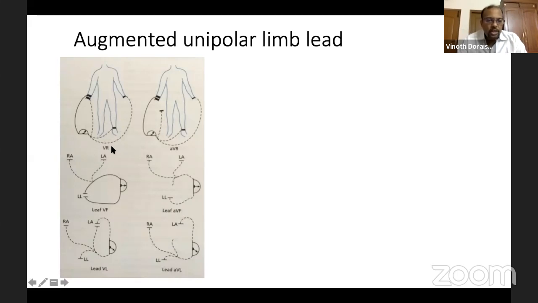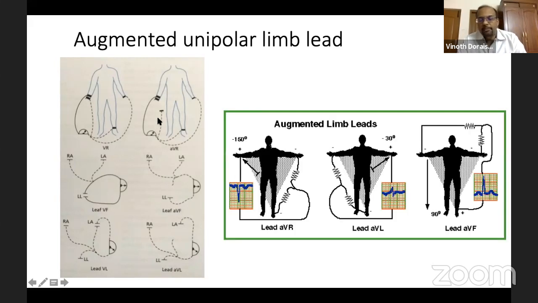For example, here if you see VR, before it is augmented, the positive electrode was connected to the right hand, and initially the Wilson central terminal consisted of electrodes connected to the left hand, left leg, and right arm. Because the positive and the negative electrode were both connected to the right hand, they cancelled each other and the amplitude was low. So from the negative, that is the reference electrode, they took out the connection to the right arm. This is why it is called an augmented unipolar limb lead. It is the same with the other leads. For example, lead AVL, the positive will be connected to the left hand and the negative will be connected to the right hand and the left leg.